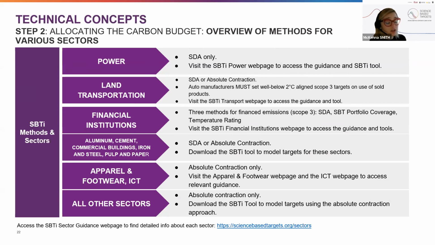Next, we have land and transportation sectors, such as auto manufacturers, which again can use the SDA or the absolute contraction. However, the thing I would like people to note here is that auto manufacturers must set well below 2C aligned scope 3 targets on the use of sold products. That is scope 3 category 11. You can find more details and information in our transport sector guidance on our website.